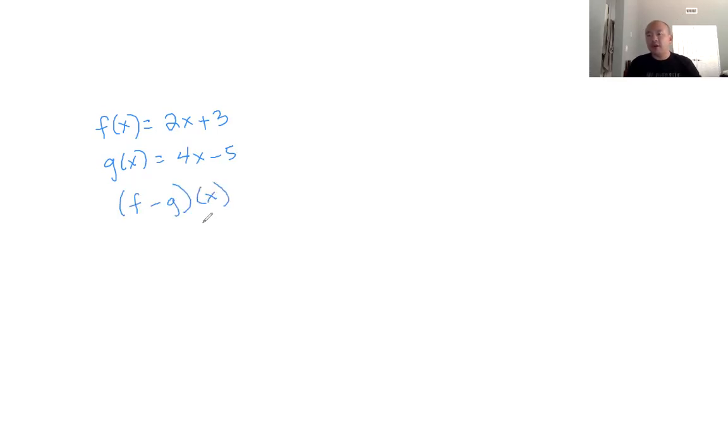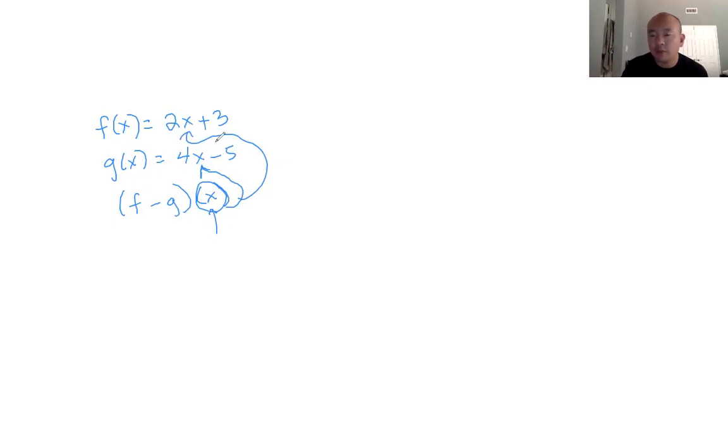Now we're dealing with the variable inside. So instead of a number, we have a variable. But just like I said before, whatever's inside the parentheses, that is what you are going to replace in for the variable. In this case, though, the x is already there. It happens to be the same thing.